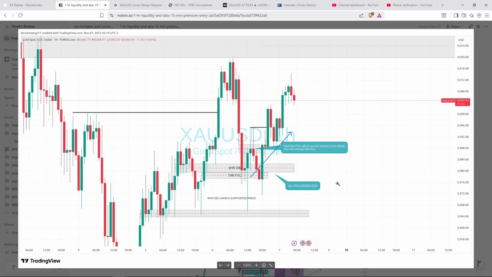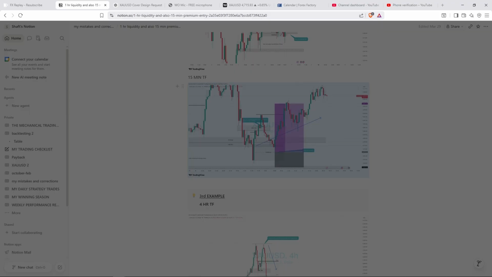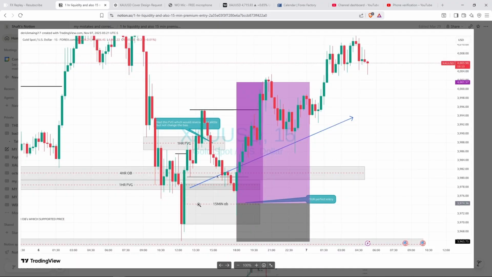Okay, then what should you now do? Already you have the bullish candle. You should go to the 15-minute time frame and look for a 15-minute order block that was left and there was a good displacement, and then your entry comes in here. So at this point I got into the trade at the 50% of the 15-minute order block. That was our perfect entry.